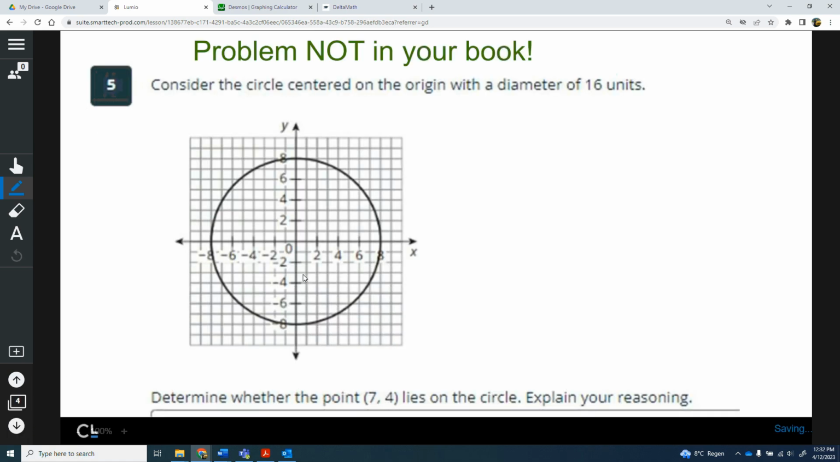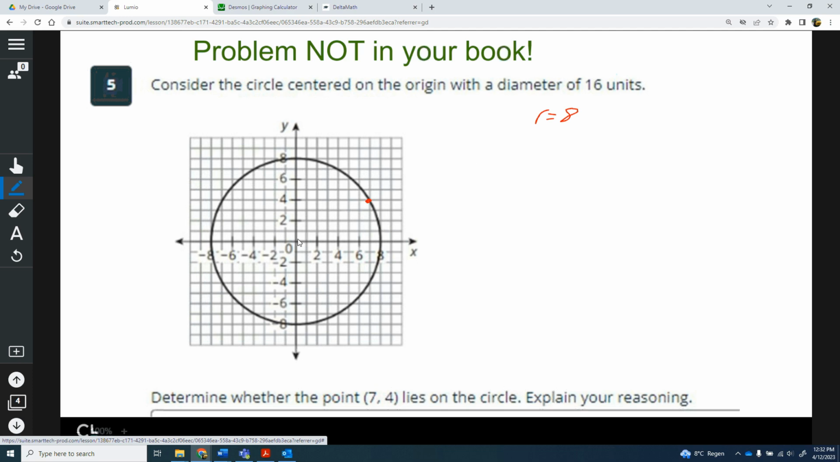Okay, so this problem is not in your book, but we're going to solve it a similar way. Consider the circle centered on the origin with a diameter of 6 units. Okay, that means the radius is 8. I want to know if the point 7, 4 is on it. So 7, 4, it looks like it is, but I don't want to just look, especially since I have to explain my reason. I want to make an equation.